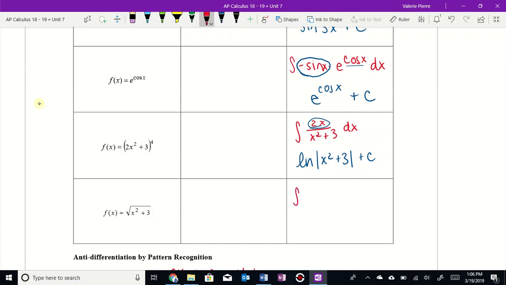And then our last function, the derivative of that was x over square root of x squared plus 3 dx. Now, x squared plus 3 is our inner function. The derivative of that is x after we've done the square root business. So our final function is just going to be square root of x squared plus 3 plus c.